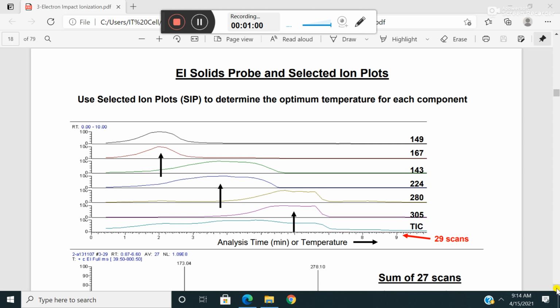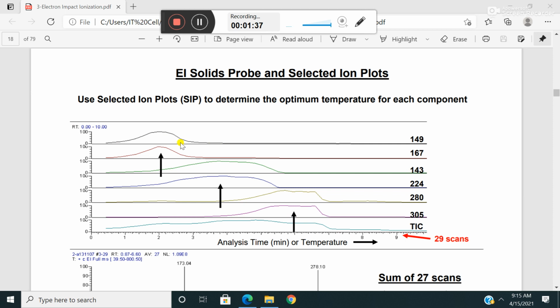On the screen, you can see the selected ion plot. As I have already told you in the last lecture, sometimes we are interested in taking the graph of particular components, right? So how to do that? You can see that in this graph, we have plotted multiple components. This is a mixture, right? And this mixture consists of so many compounds, right?